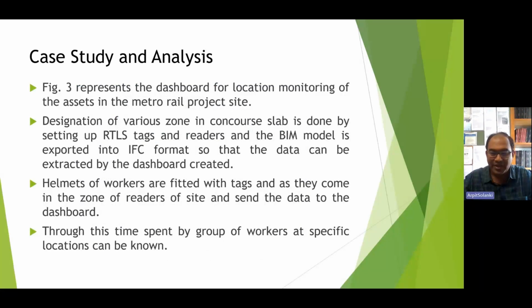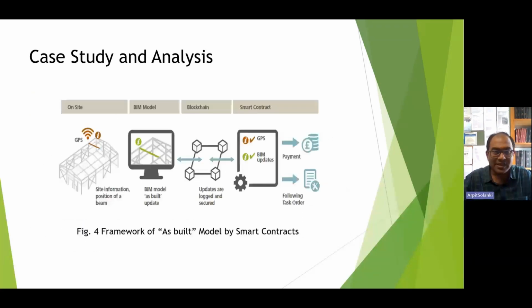So here in this figure, we can see how the as-built model of the smart contract is being formulated. Whatever information occurs at a particular site is transferred, and sometimes we also use the GPS system to transfer the real-time locations. Finally, whatever representations are there are formed into a 3D model, which is done with the help of Revit architecture. So finally, we call it a BIM model.